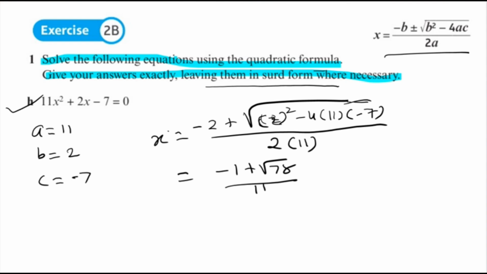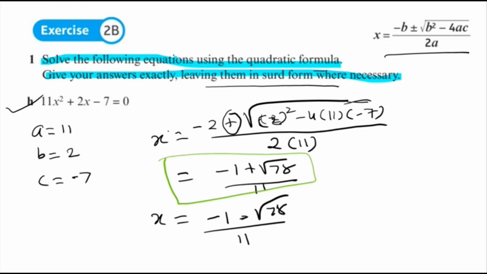Next time, just remove this plus sign and do minus here. You will get another solution, which is minus 1 minus root 78 over 11. So these are our two solutions for this equation. One is plus and one is minus, and they are telling you to put it into surd form, so you can put it into surd form.